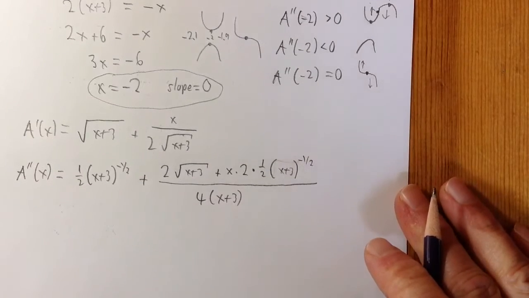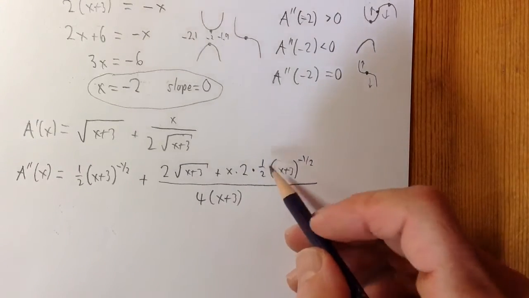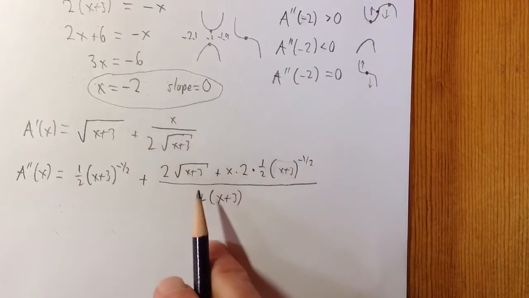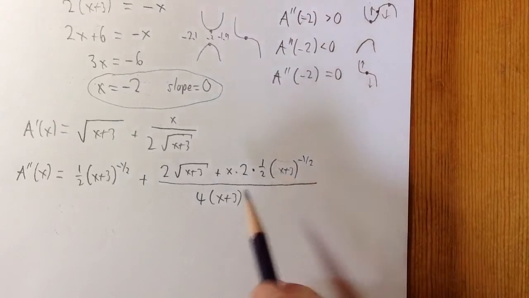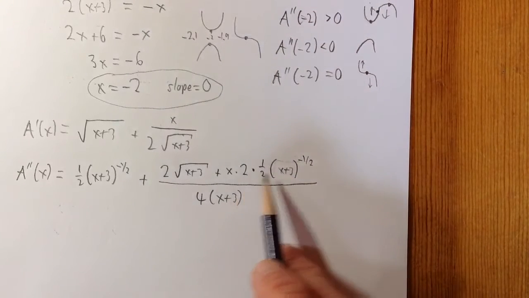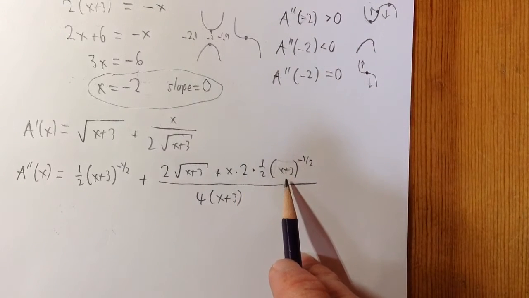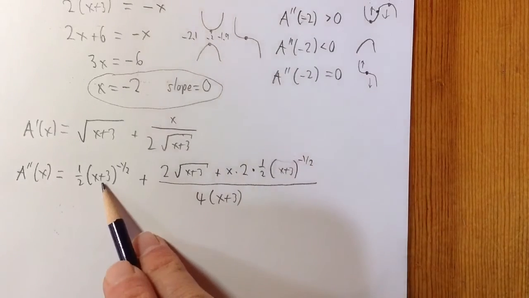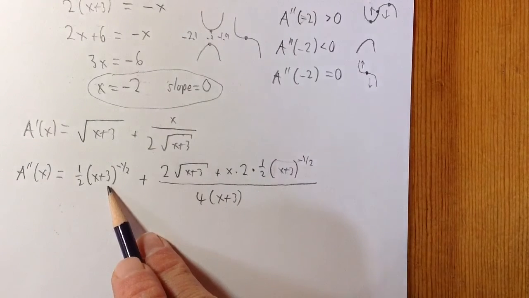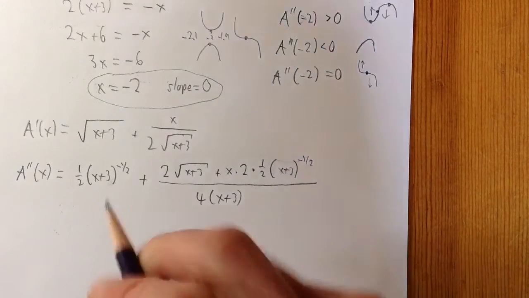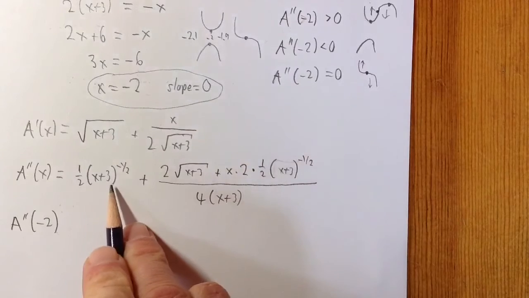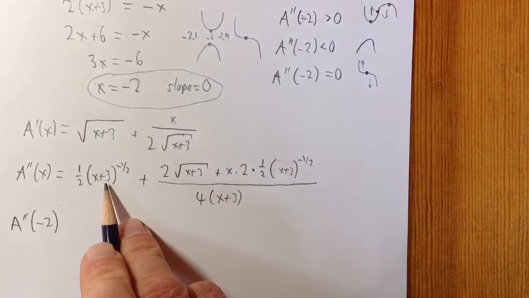We want to know what this is when x equals negative 2, and if it's greater than 0 or less than 0, it'll tell us some interesting things. This is a mess, but we can figure this out pretty easily just by plugging that in. The good thing is negative 2 and 3 just make 1, so this is not as bad as it looks, because every time you have the square root of x plus 3, we plug in negative 2 there. The square roots go away because they just become the square root of 1.